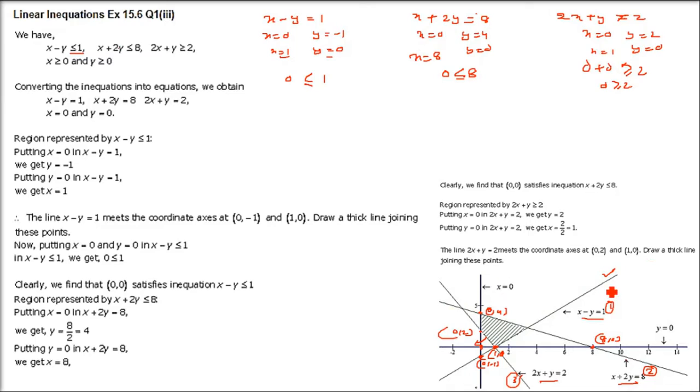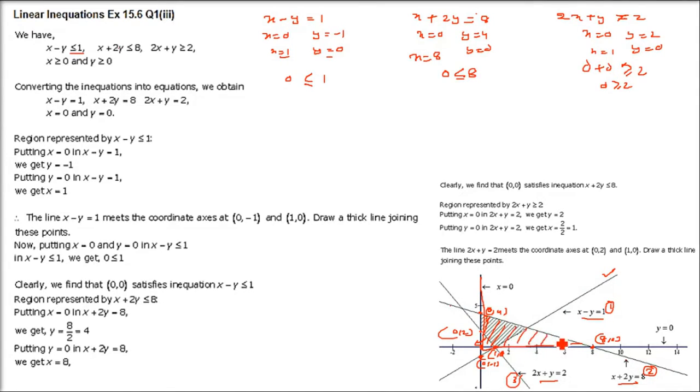So what we are going to do? We have to take the intersection area of these three. Intersection. First, x greater than or equal to 0, y greater than or equal to 0. That means we are talking about the first quadrant. That is the first.